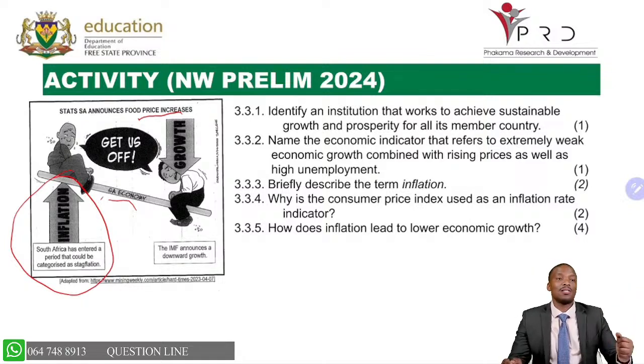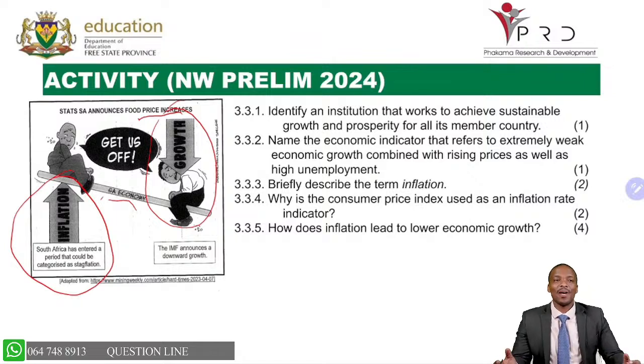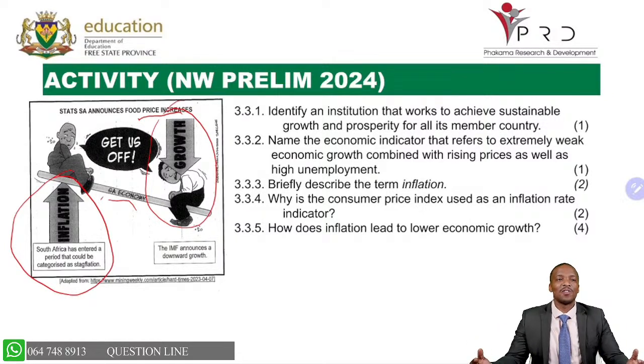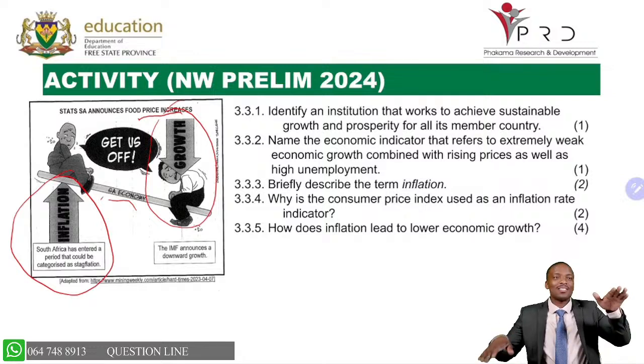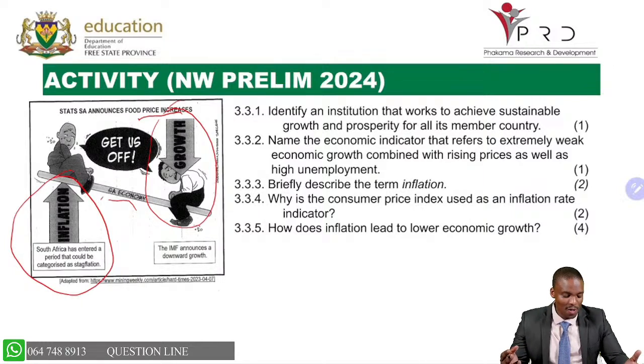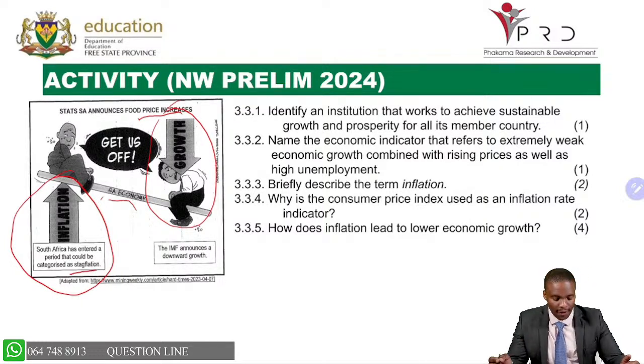But the problem is economic growth on the other side. It's a burden on the economy because production is not taking place as it should be. So there should be a balance. That is why if you look at the speech bubble there, it says get us off. So we need to control that. South Africa has entered into a period that is categorized as stagflation.